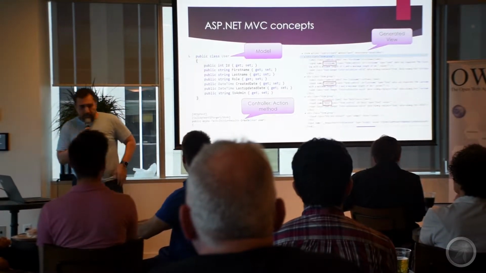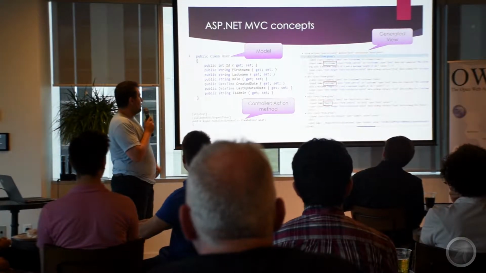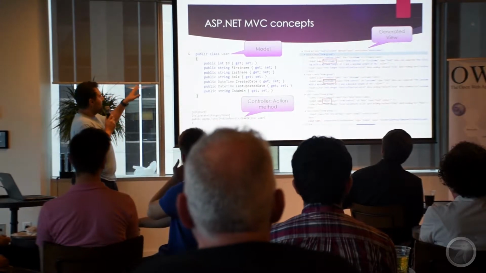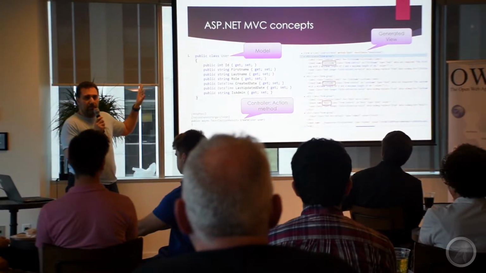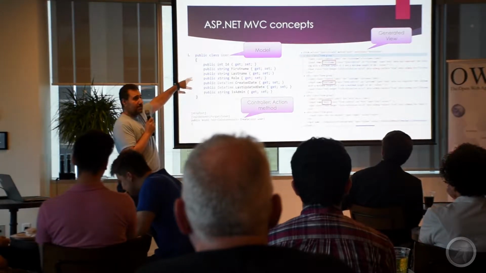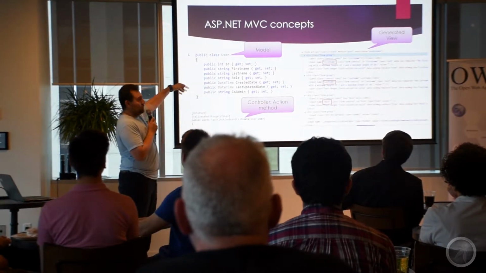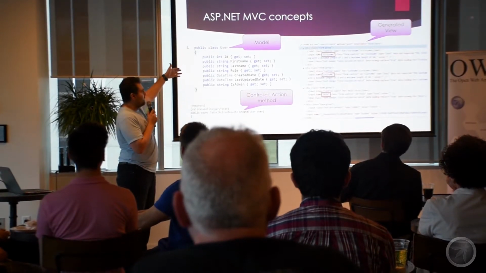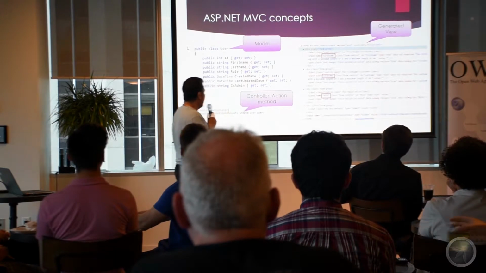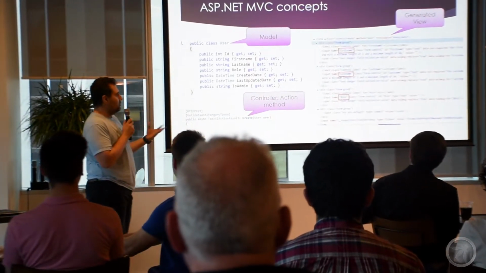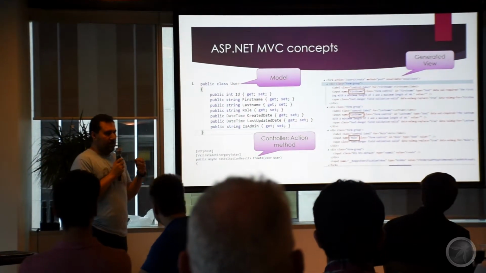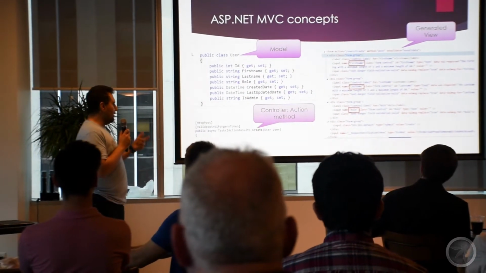Okay, just quickly, I'm going to go through the concept of ASP.NET and how it works. So ASP.NET MVC is using the model view controller pattern. So you have a model which is represented by a class that has attributes that are called properties in .NET. We have the view, which is your HTML, and also you have the controller. The controller is the class that manages your business logic.